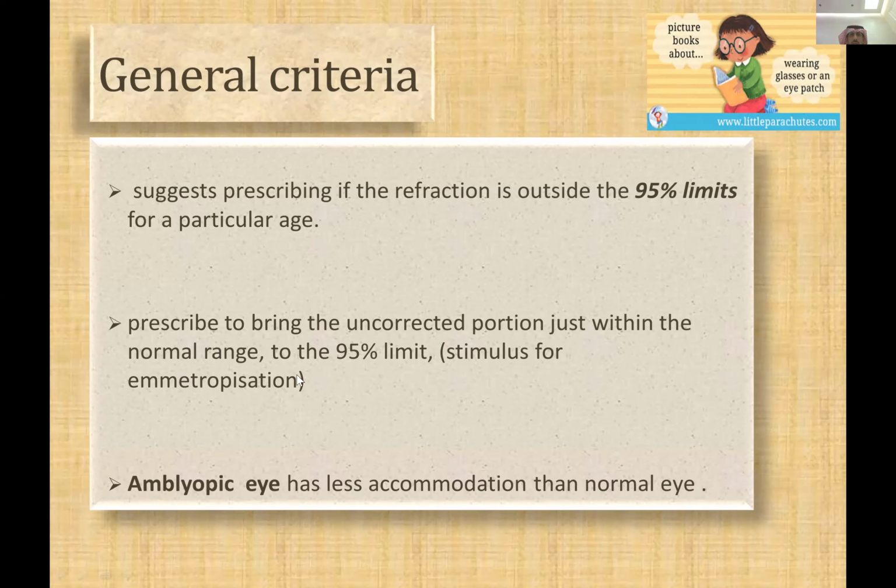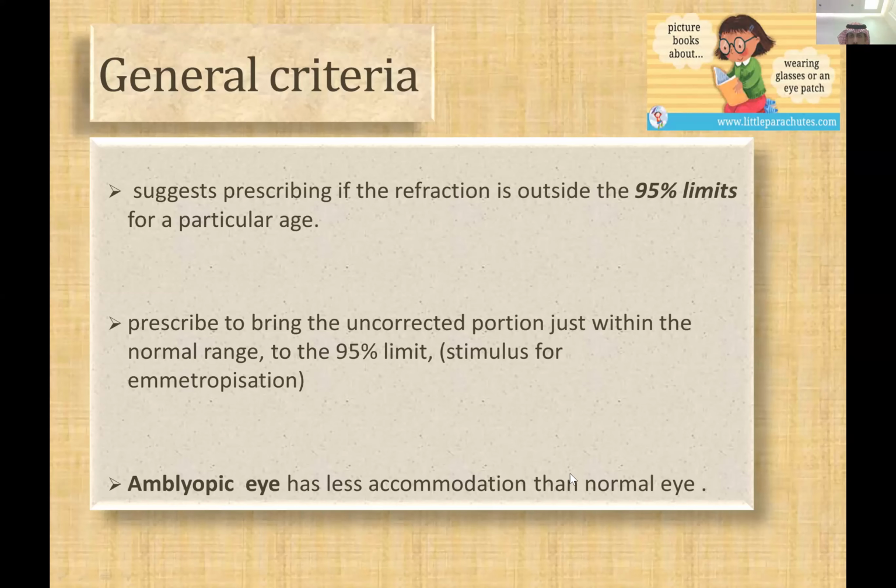So I'll give an example. If you have a child who is 3 years old, he has bilateral hyperopia around 5 diopters. This is outside the 95% limit, so you need to give him glasses. You'll bring him just to the 95% limit, so for example, you'll give him +3 or +3.5. So it will make him within the 95% limit.